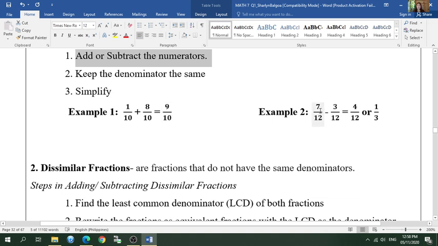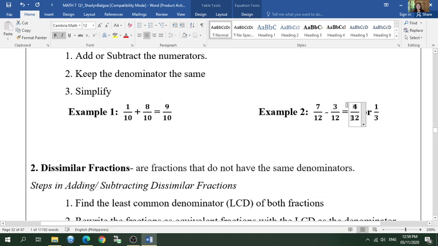Next, example number 2. 7 over 12 minus 3 over 12. So you are going to subtract the numerator. So that will be 7 minus 3 equals 4 over 12. Or 1/3. Saan naman nakuha yung sagot natin na 1/3? That is taken from the greatest common factor between 4 and 12. So, ano yung highest number na pwedeng i-divide sa 4 and 12? That is 4. That's why 4 divided by 4 is 1. 12 divided by 4 is 3. So, this is now the simplified form of 4 over 12.